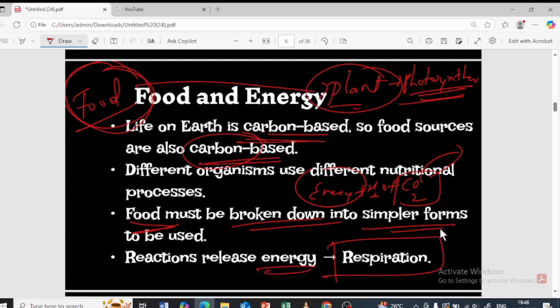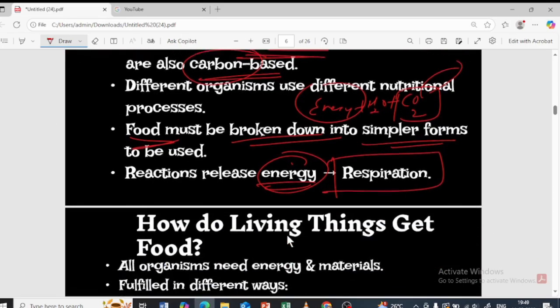Now, respiration and breathing are different. Breathing is inhaling oxygen and exhaling carbon dioxide, whereas respiration is the breaking down of food to produce energy.